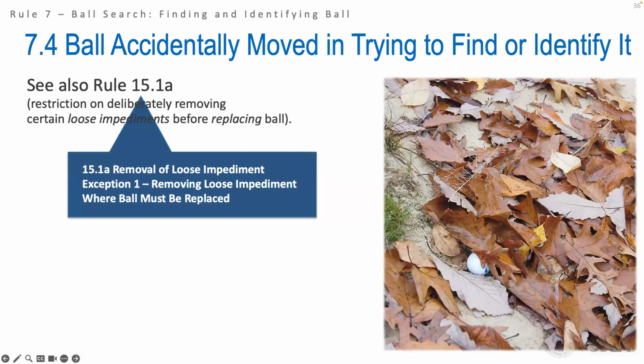We can also see Rule 15, removal of loose impediments. There is an exception of removing loose impediments where the ball must be replaced. There are going to be some different restrictions that apply, but these are in 15.1.